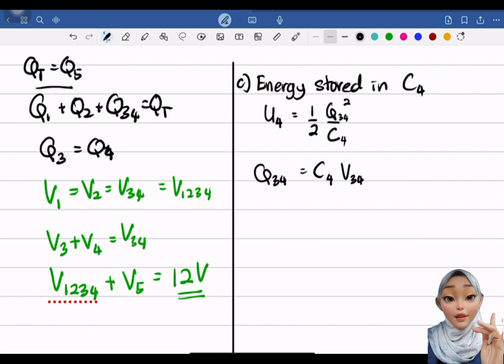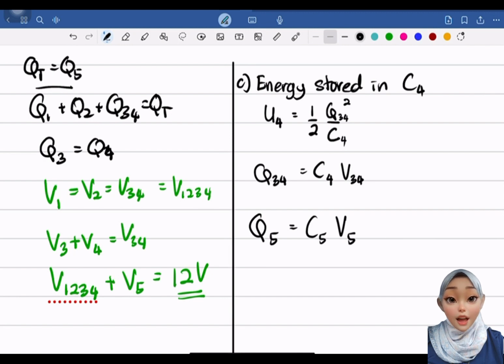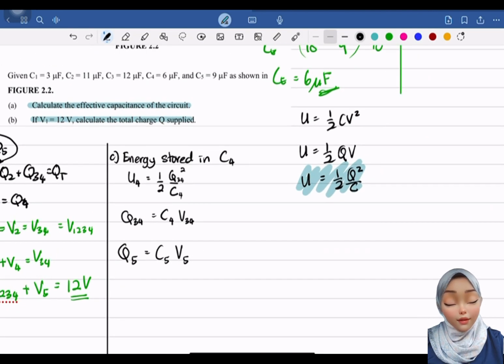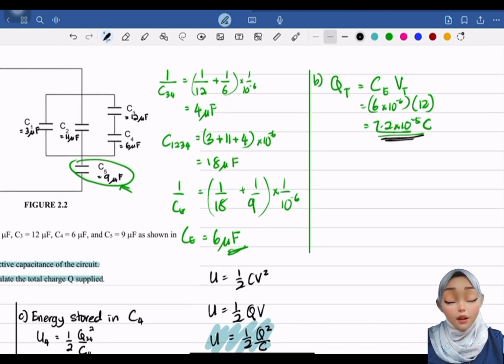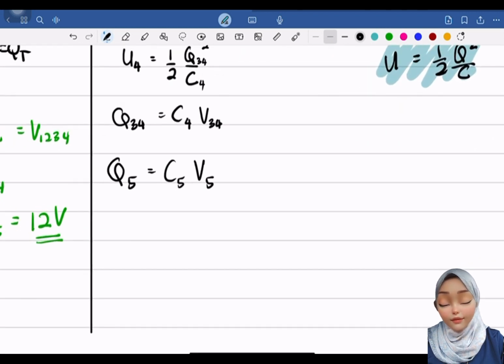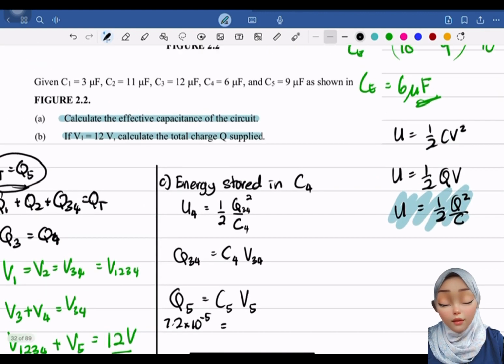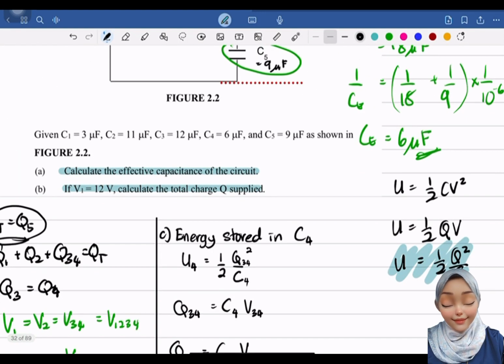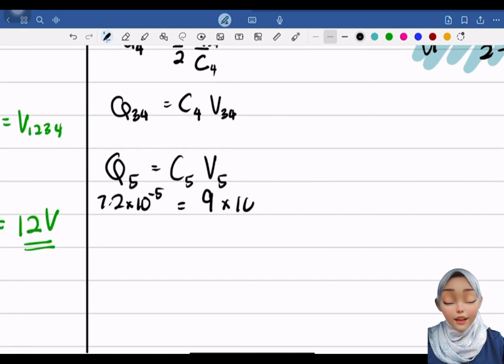So, jom kita mulakan step kita yang pertama, iaitu dengan mencari V5. So, macam mana caranya? Okay, Q5 sama dengan C5 V5. Alright, so Q5 kita tahu bahawa Q5 ialah sama dengan Q total. Mana Q total kita? Cari. Ada kat sini. 7.2 kali 10 kuasa negatif 5 sama dengan C5 iaitu 9 microfarad, 9 kali 10 kuasa negatif 6 V5. So, V5 ialah 8 volt.